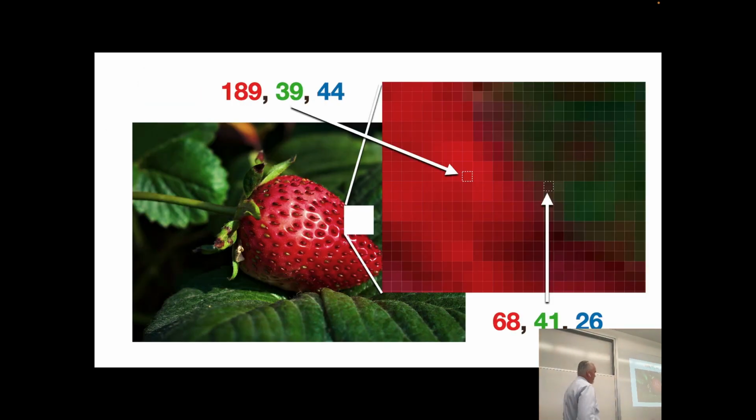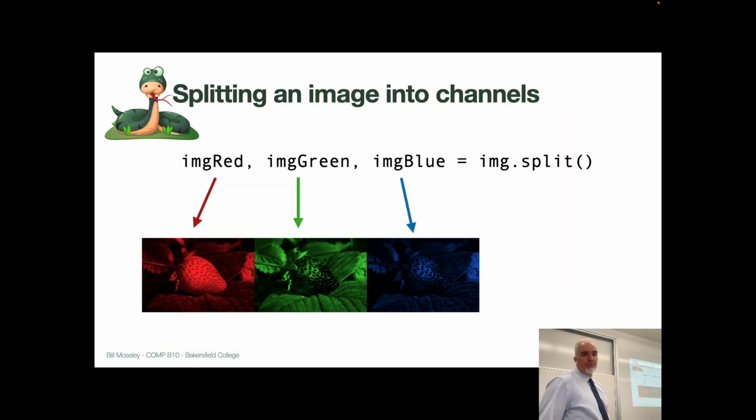So when you look at an image like this one of the strawberry, and you zoom way in and look at the individual pixels like we talked about last time, each pixel has three different numbers, maybe four if we're using RGBA, that would indicate how transparent that pixel is. It would be 189, 39, 44 for this very red pixel, and this one that was more of a muddy brownish gray color would be 68, 41, and 26. So every single pixel in every single image has these values if it's an RGB image.